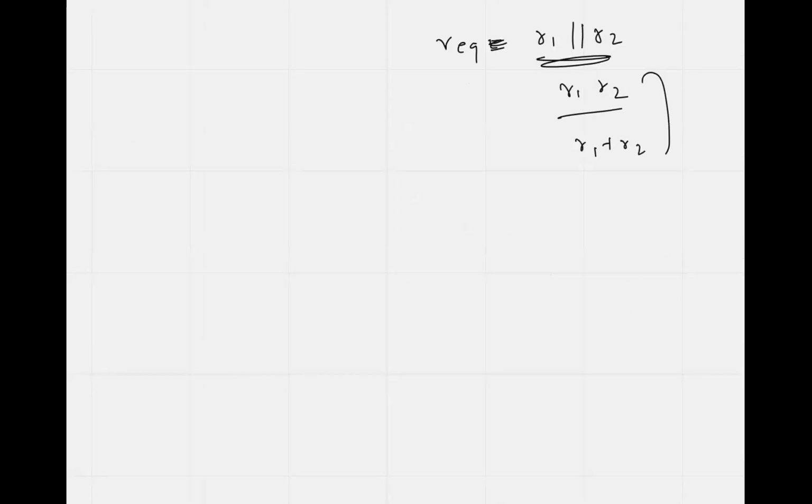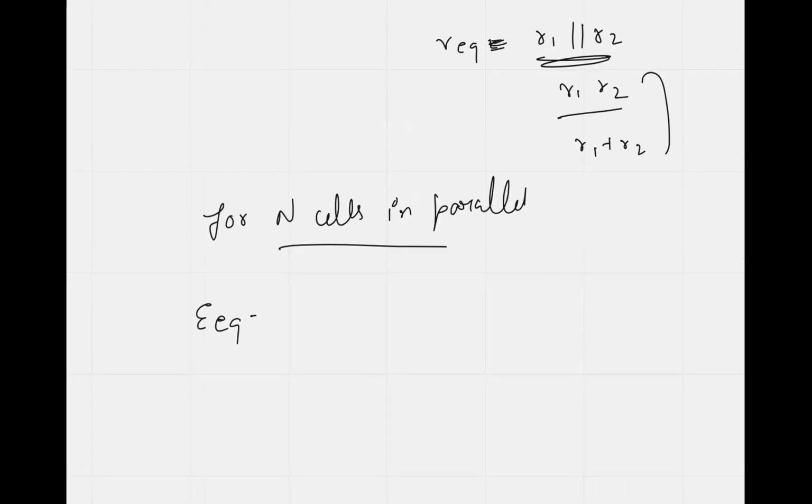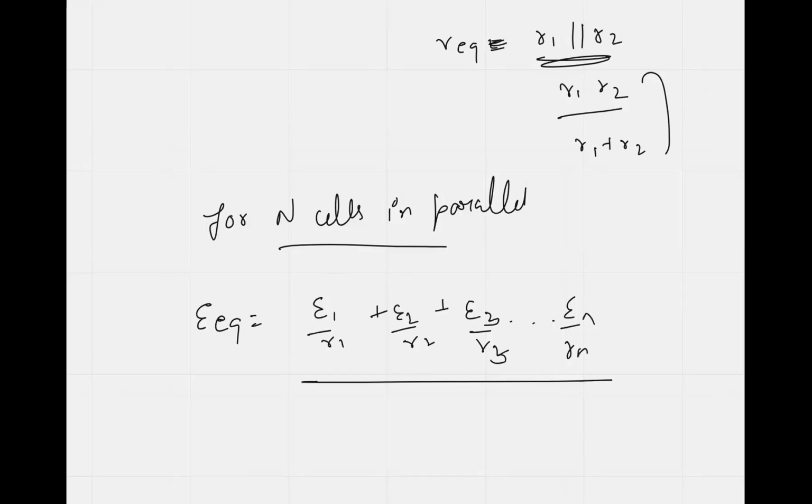So if I ask you for n cells in parallel, what will it be? E equivalent will come out as E1 by R1 plus E2 by R2 plus so on, up to En by Rn, divided by 1 by R1 plus 1 by R2 plus 1 by R3, and so on.